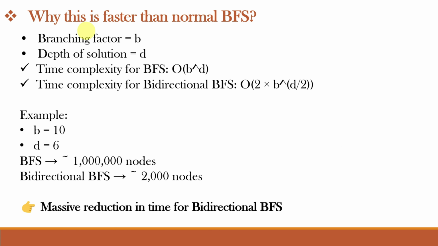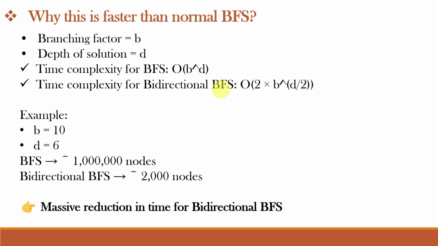Okay. Now let us understand why this is faster than normal BFS. See, we know that branching factor, small b, means how many branches or children each node has, while depth of solution, small d, means how far the goal is or how deep the goal is from the start. In normal BFS, the search expands level by level from the start node. If the goal is at depth d, BFS may explore almost b raised to d nodes. So the time complexity for BFS is of the order of b raised to d.